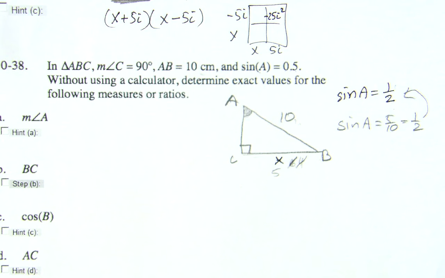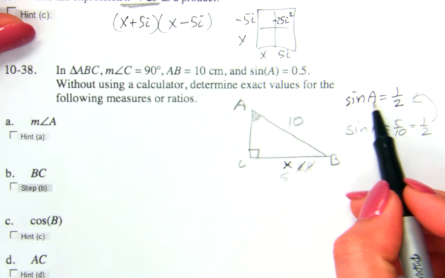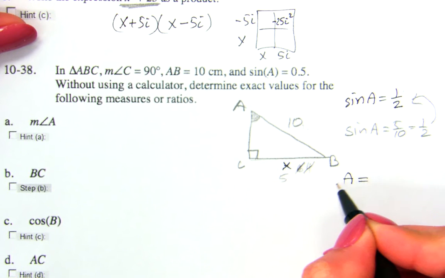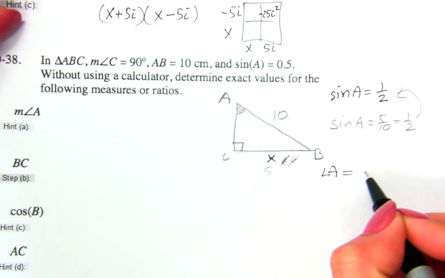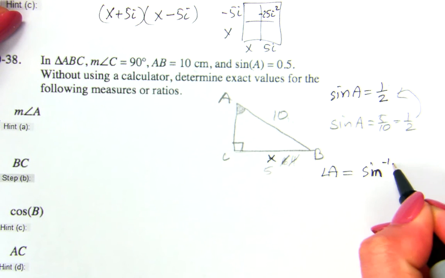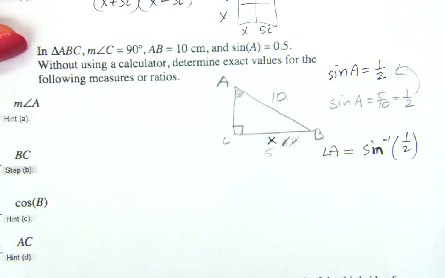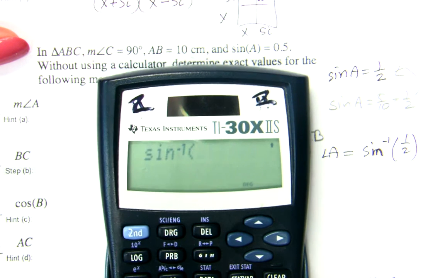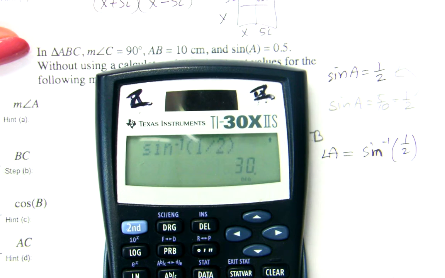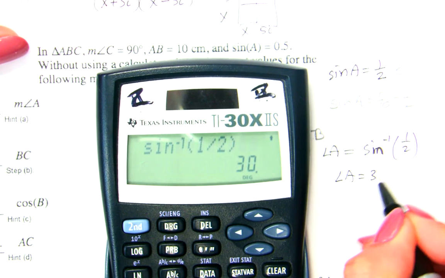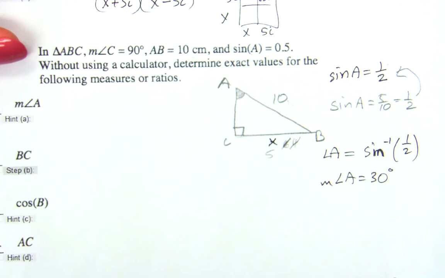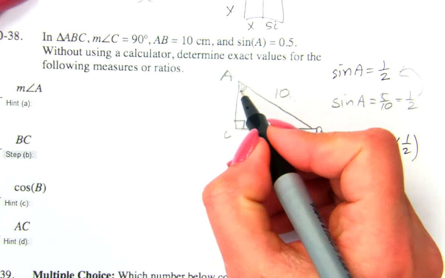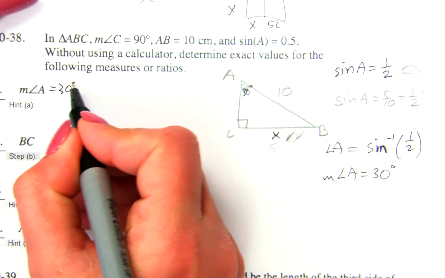What is the measure of angle A? No problem. Sine of A is 1/2, so angle A has to be the inverse sine of 1 over 2. I'm going to punch this into my calculator, because there's no way I'm going to do that in my head. Inverse sine of 1 divided by 2 is going to be 30 degrees. So the measure of angle A is 30 degrees.